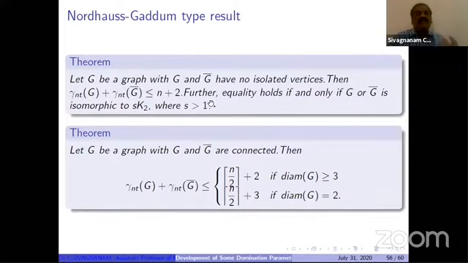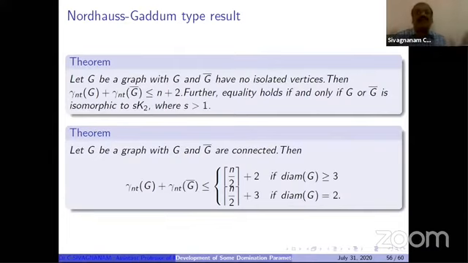Then when is it equal? The characterization: equality holds if and only if G or G bar is isomorphic to S times K2, where S is greater than 1. So here G and G bar have no isolated vertices, and one of them may be disconnected. But in the next theorem we extend this: let G be a graph with G and G bar connected. So automatically there are no isolated vertices, with the extra condition of connectedness.